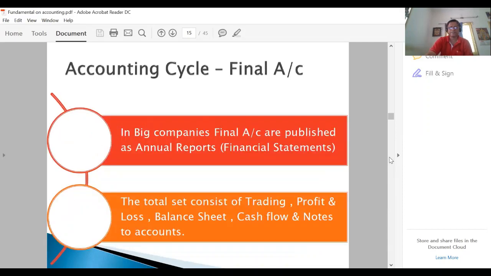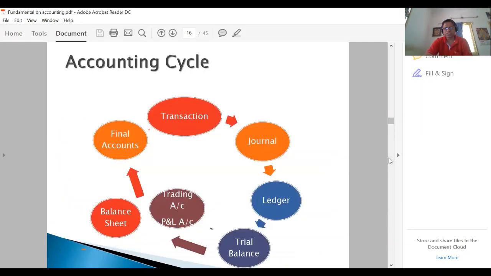Okay, right. Big companies have to publish their final accounts at least once a year. A public limited company has to prepare them every quarter, and they have to prepare 3 copies of the P&L and balance sheet. One should go to a regulator, either SEBI or RBI. One should go to the management. One should go to the shareholders.